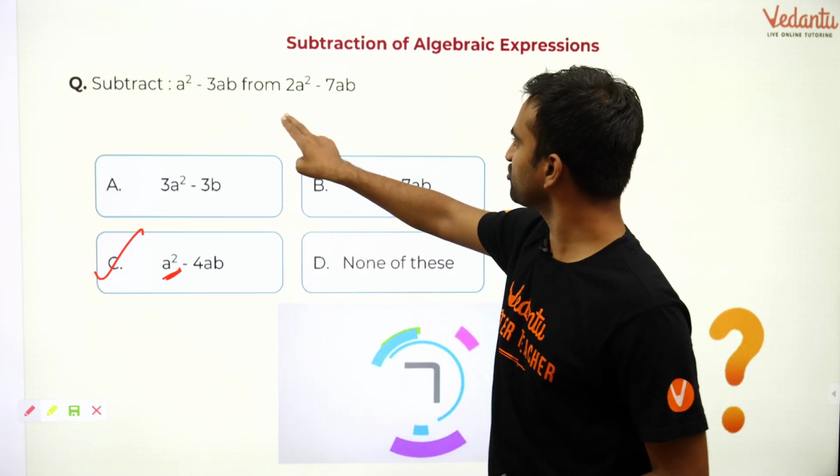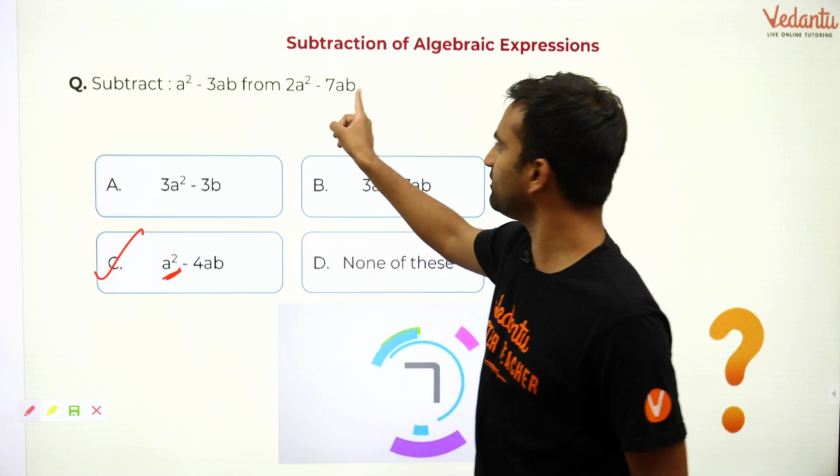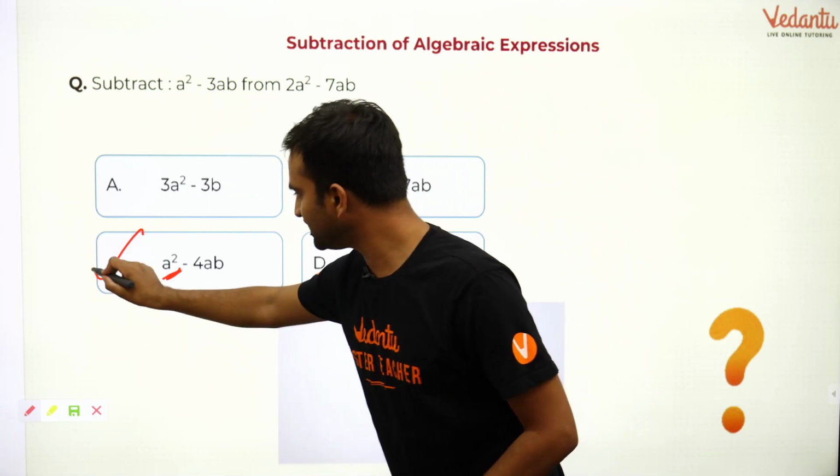You can check as well. So I have minus 7ab and minus 3ab. I have to subtract minus 3ab from minus 7ab. That will be minus 7 plus 3, or minus 4. So yes, C is the right answer.